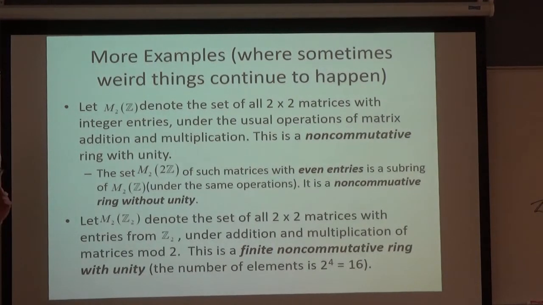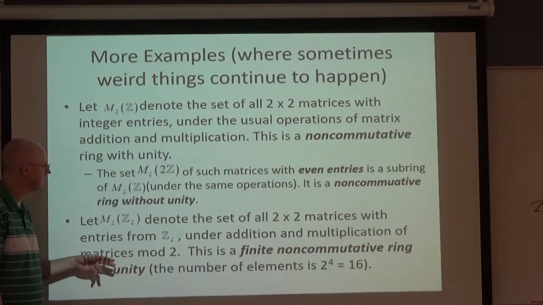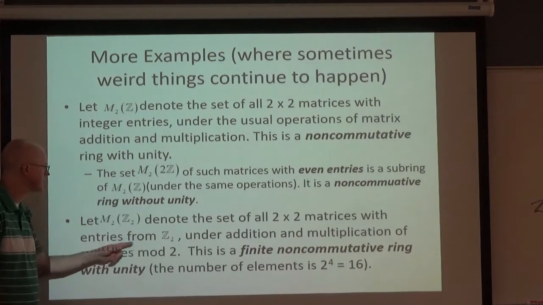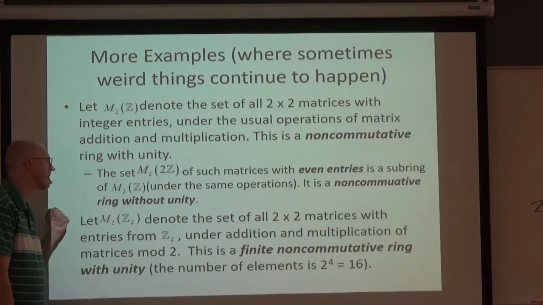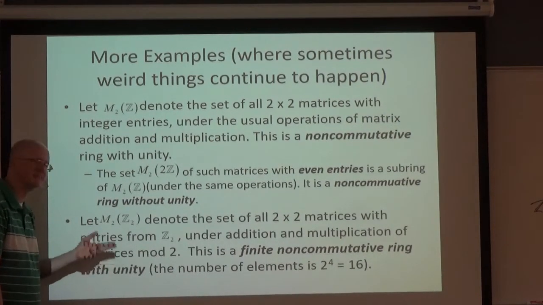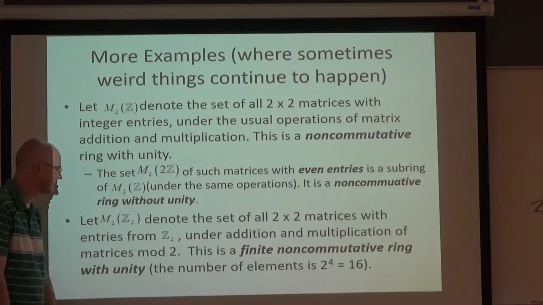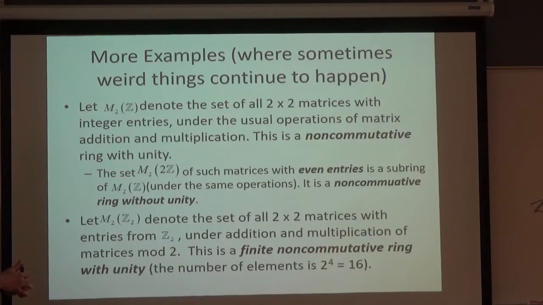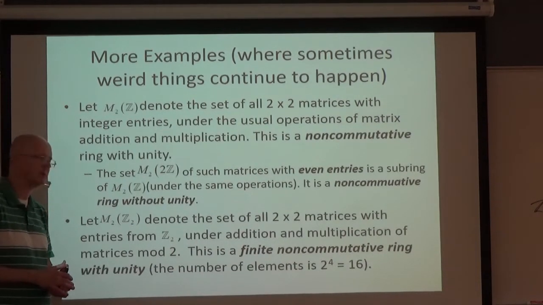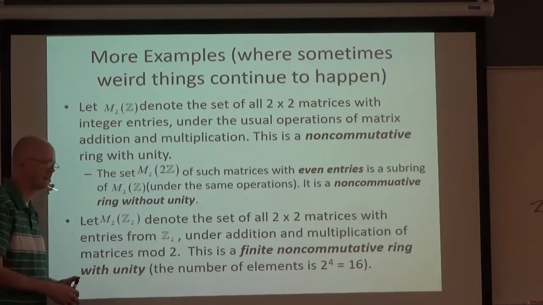Another example, M2(Z2) would be all 2 by 2 matrices with entries from Z2, so just zeros and ones, under addition and multiplication of matrices mod 2, so make sure you just do modular arithmetic there when you do the matrix multiplication. This turns out to be a finite non-commutative ring with unity. And if you think about it, since there's 2 choices for each entry and there are 4 entries, the total number of elements would be 2 to the 4th, or 16.